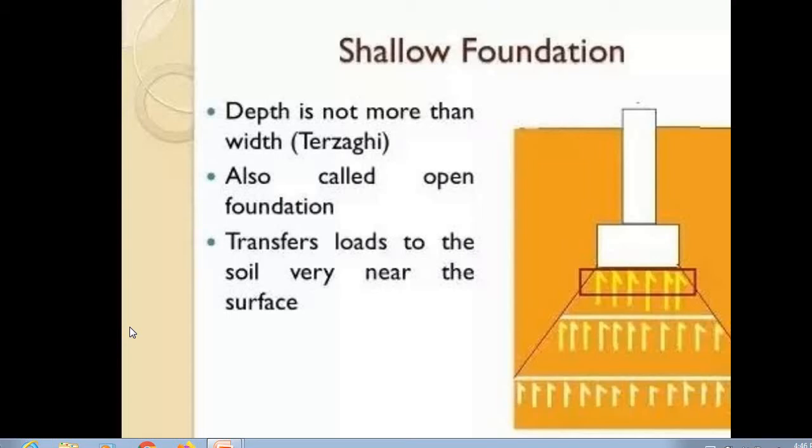In this video, I am going to discuss with you on foundation. We have two types of foundations: first one, shallow foundation, and deep foundation. A foundation which is placed near the surface of the earth or transfers the load at a shallow depth is called a shallow foundation.